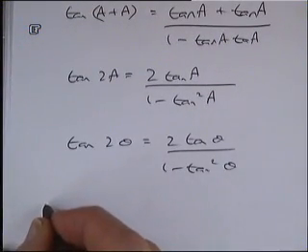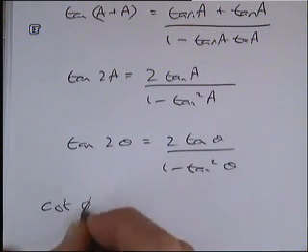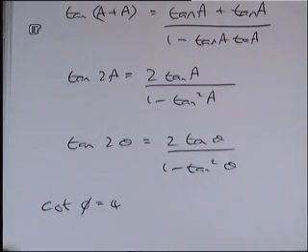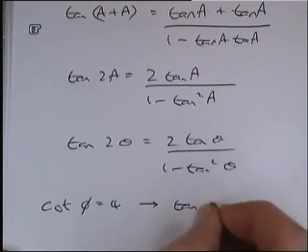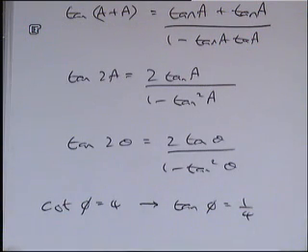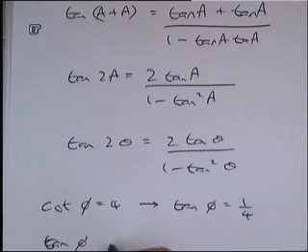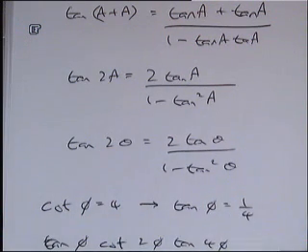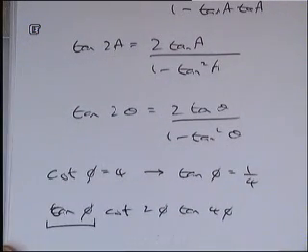Now they're telling you first of all that cot of phi equals 4. Just straight away, what do we know from that? We know that tan of phi must be 1 over 4, because cot is 1 over tan. So we have that fact. Now we've got to work out the exact value of tan phi times cot 2 phi times tan of 4 phi. The tan of phi we've already worked out, that's a quarter.